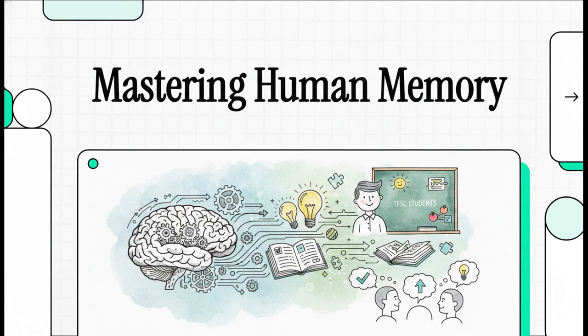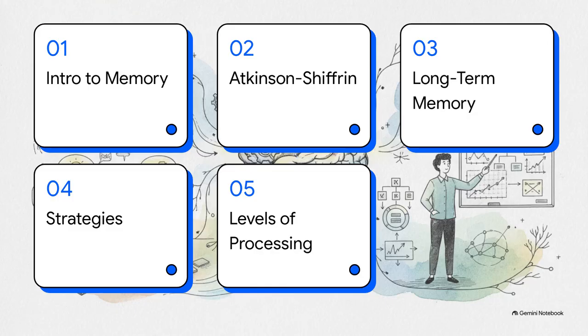My entire goal here is to help you easily tackle those multiple choice and short essay questions so you can walk into that exam room with total confidence. Let's get started. Real quick, here's our roadmap for today. First, an intro to human memory. Second, the Atkinson-Shiffrin model. Third, types of long-term memory. Fourth, strategies for remembering. And finally, the levels of processing.